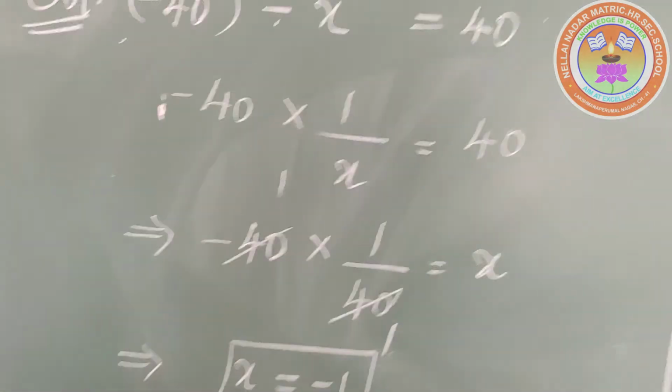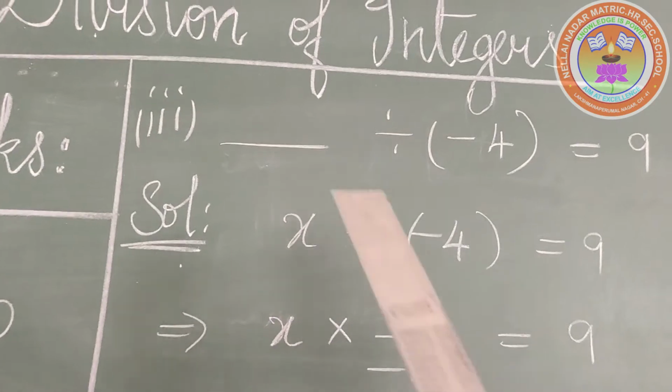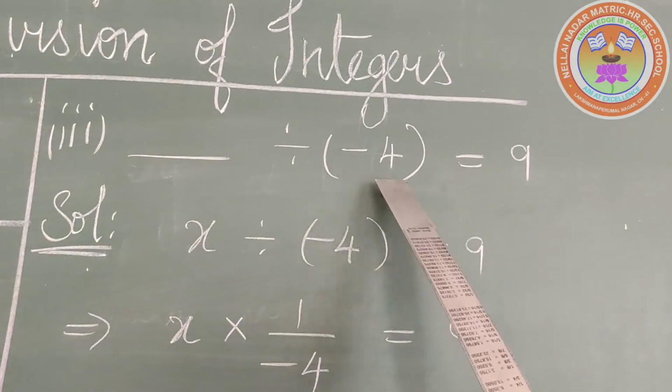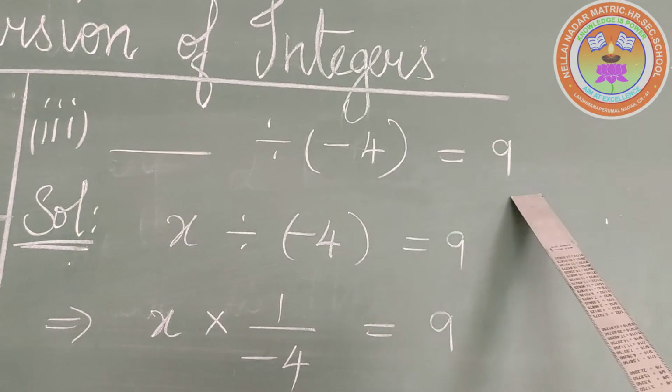Understood? Next, third sum. A blank is given that when divided by minus 4, should give me 9.